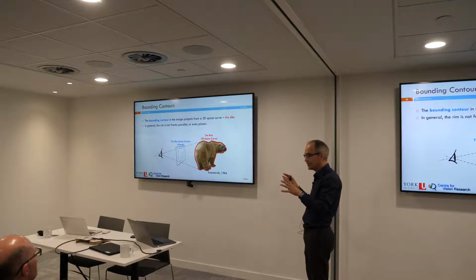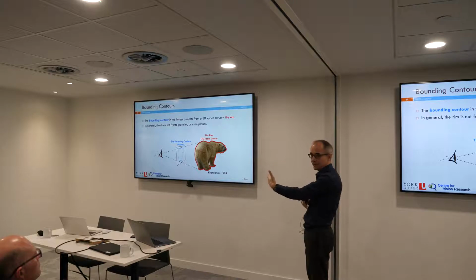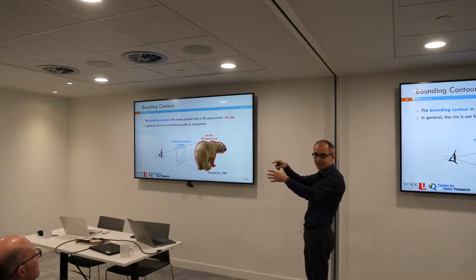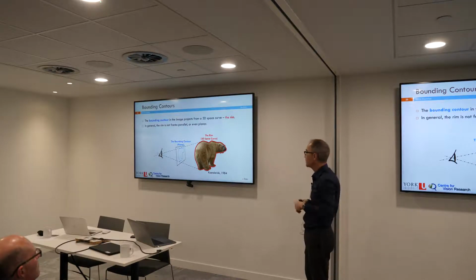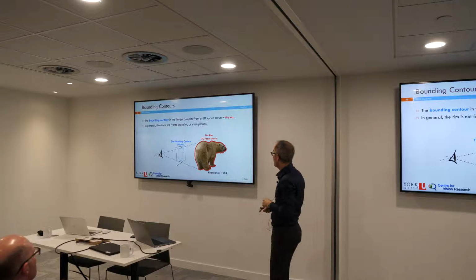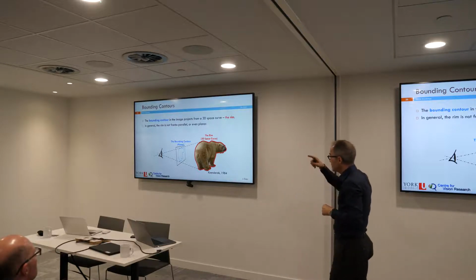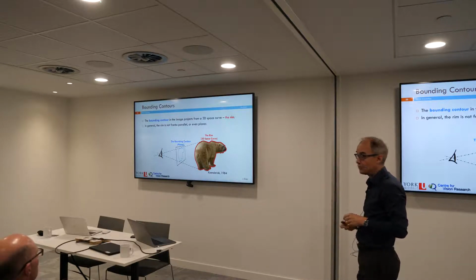It's important to note that the contour lying on the solid object will not generally be frontal parallel. In general, it's going to be oblique to the line of sight. Also, in general, that space curve is not going to be a planar curve. It's going to torque in and out of the plane, so it's a general 3D curve. Going forward, we're going to refer to that 3D contour as the rim, the 3D rim.